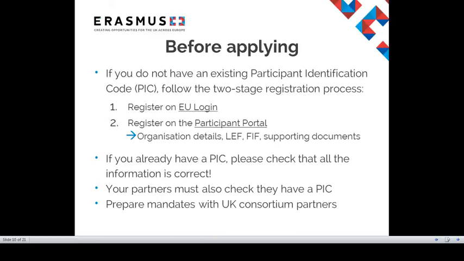You will then need to obtain the PIC through the participant portal. So the registration process will take you to this portal, which is the single entry point for the electronic administration of Erasmus Plus projects, as well as projects funded under other EU programs. So after starting the registration process on the portal, you'll be asked to provide information about your organization, as well as to upload documents related to your organization.